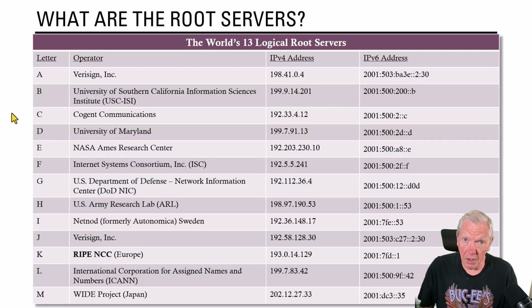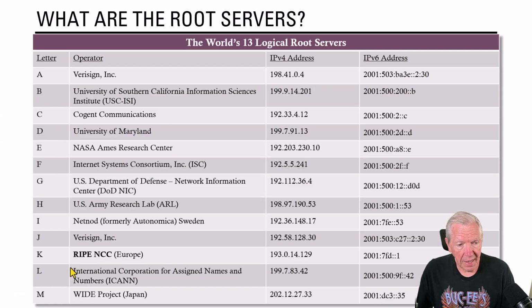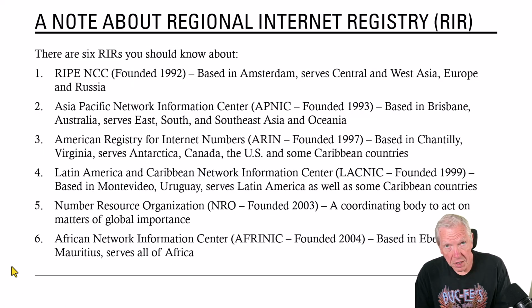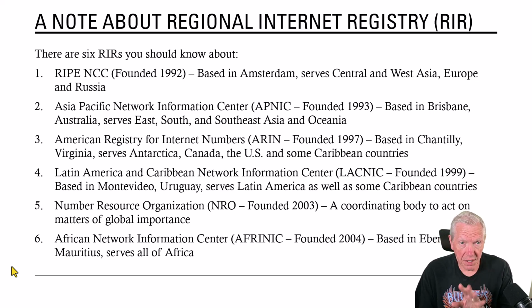So they're very, very interesting, these root servers. Now I want you to pay attention to this RIPE NCC. There are 6 or 7 of these things. Let's go take a look at them. Now these are called Regional Internet Registries, or RIRs. I don't know how you pronounce that acronym. There are 6 of them.